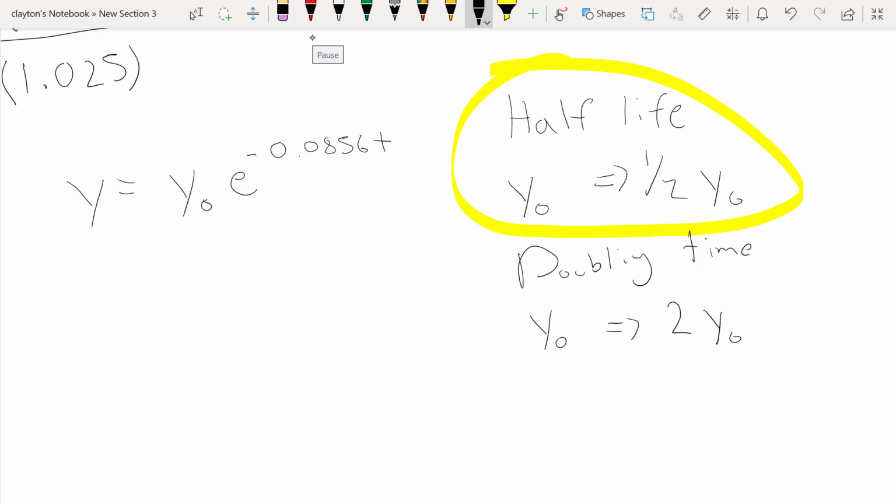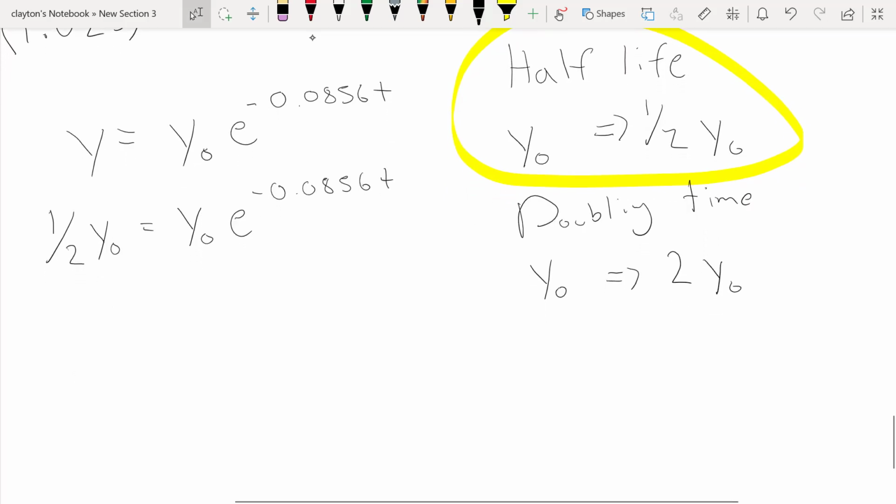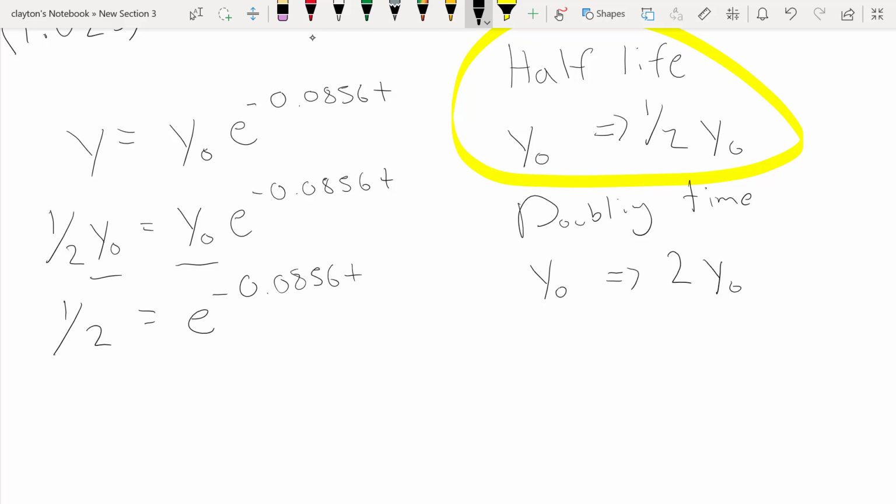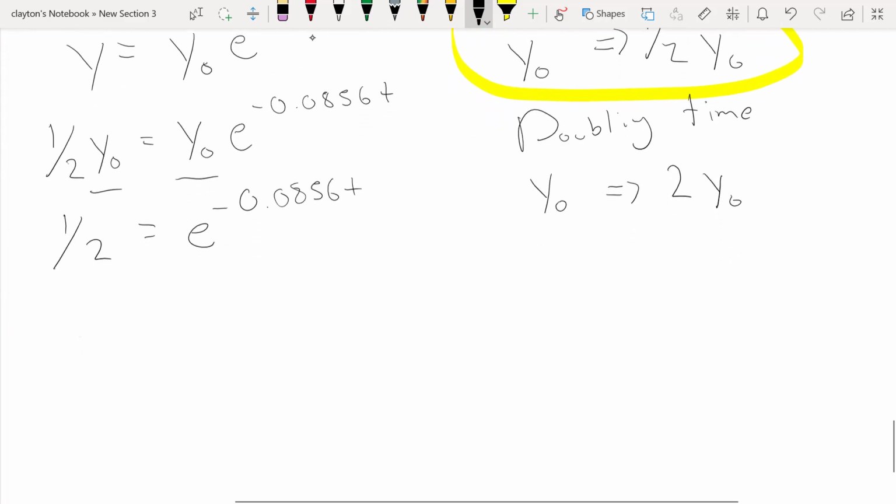And so when we substitute that in, right, now instead of y, we want the ending amount to be half of what we started with. And so this simplifies fairly quickly because those y naughts are going to cancel each other out. This y naught here and this y naught here cancel each other out. We're left with 1/2 is equal to e to the negative 0.0856 t. And again, now we're trying to solve for t here. So it goes back to the problem we just had, where I need to use natural log properties.